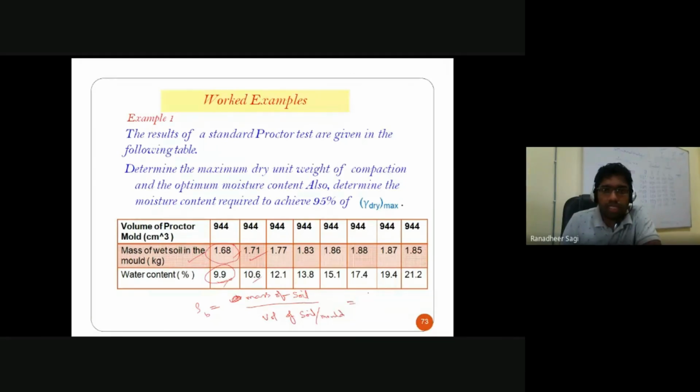Okay, so let's say the mass of the soil in case 1 is 1.68 kg divided by the volume of that mold, which is 944. Then I'll be getting some bulk density value, in kg per centimeter cube. Likewise, the second time I have added some more water content to the soil, I have further compacted it, then I got some other bulk unit weight and so on. So for different bulk unit weight values, already for case 1 you have the respective water content. In that sense, I know the bulk unit weight.